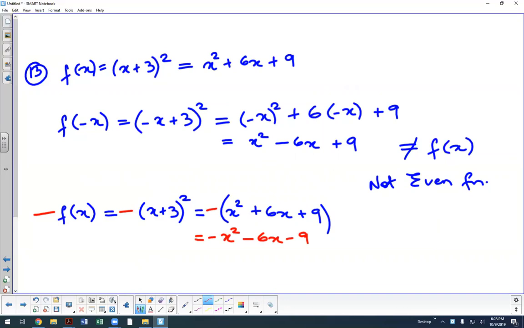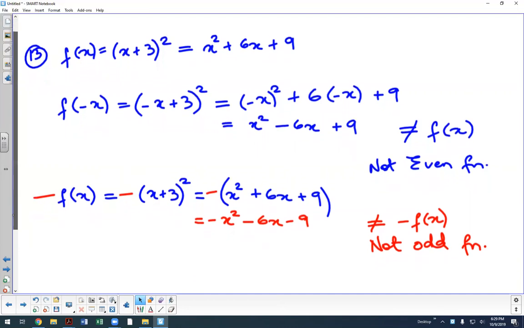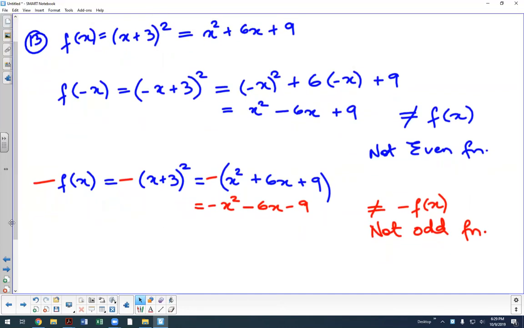So did I have this here in my checking? No, because I'm missing a negative sign on the x squared and the 9, right? So they're definitely not the same terms, which means this is not the negative of the original function either, so not an odd function. So does that mean it has no symmetry then? Isn't that what we did for the first example? We said no symmetry? Mm-hmm.